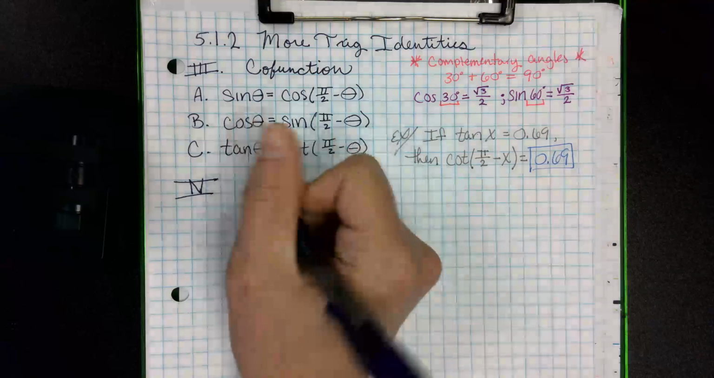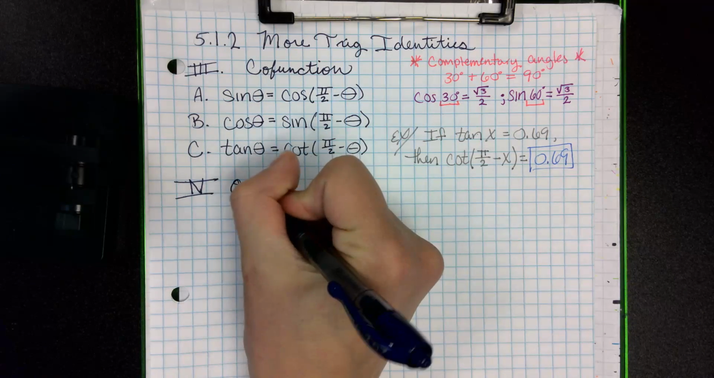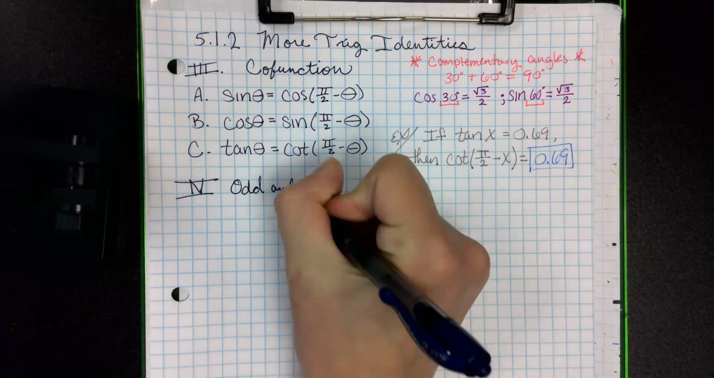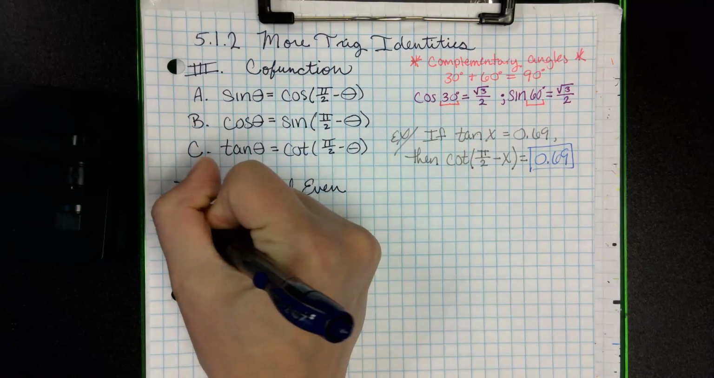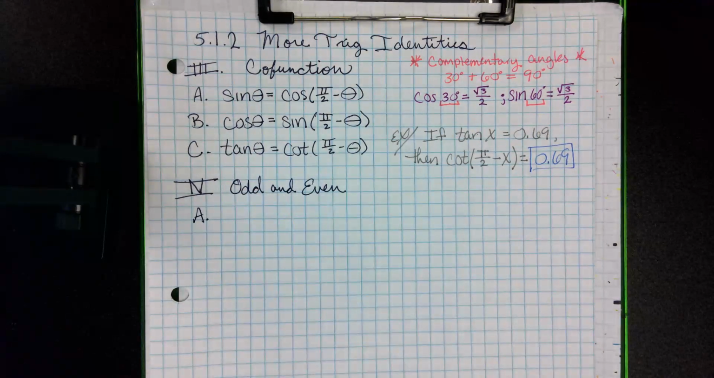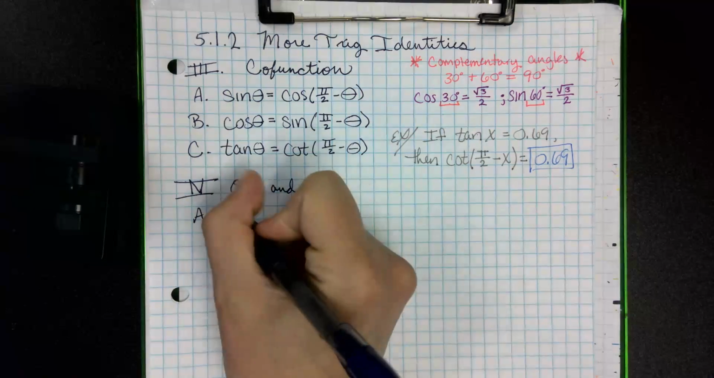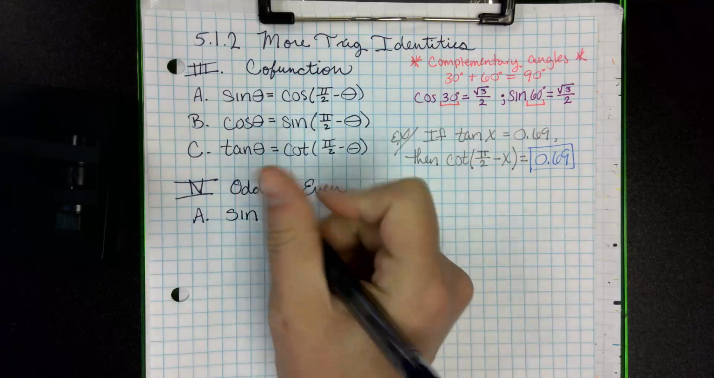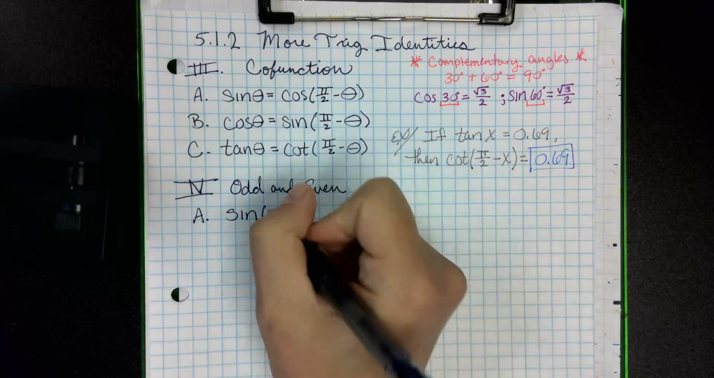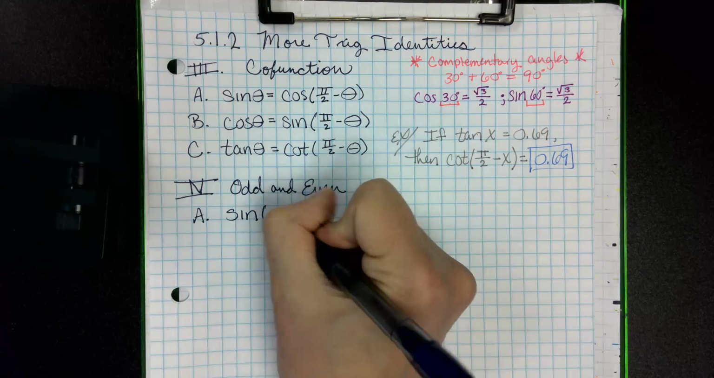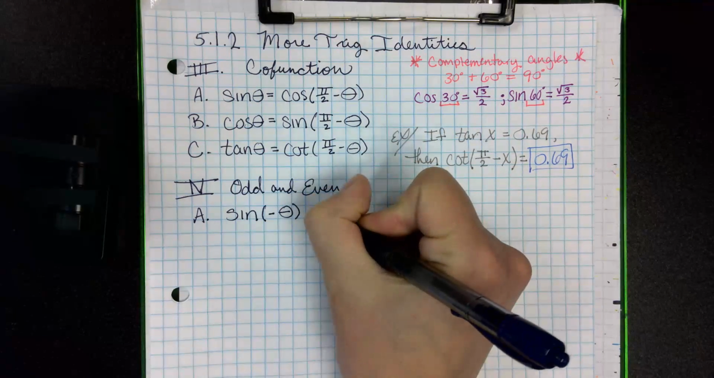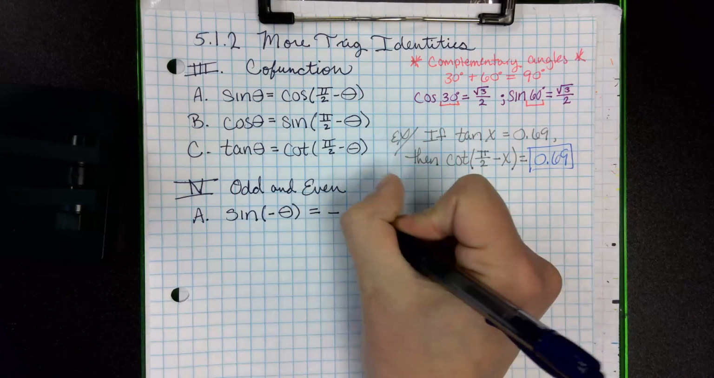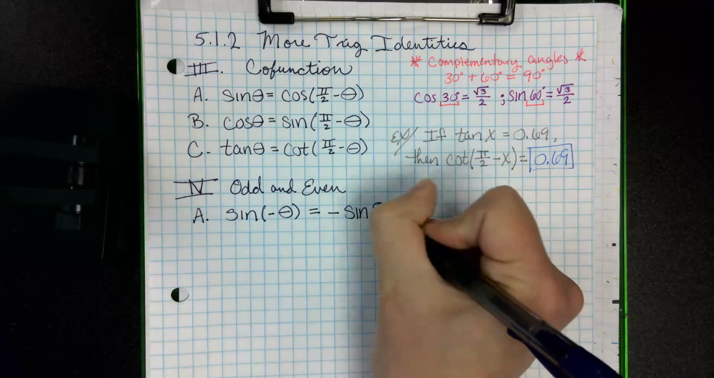All right, odd even identities. Again, I'm only going to put the first 3. There are some more on your formula sheet, but they all work the same. Sine of a negative angle theta is equal to negative sine of the positive angle theta.